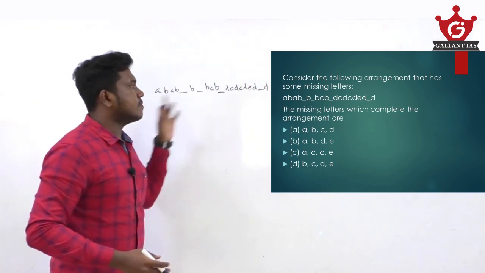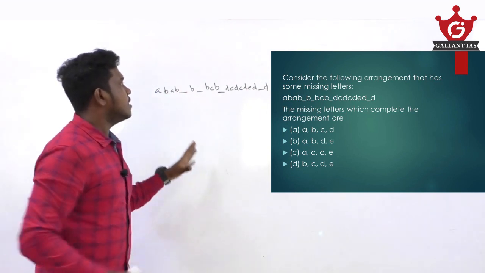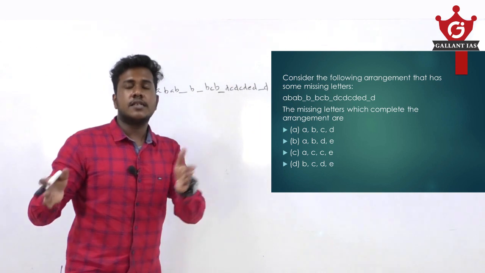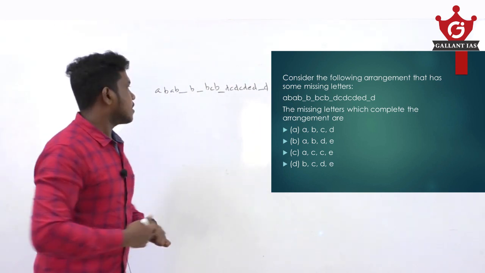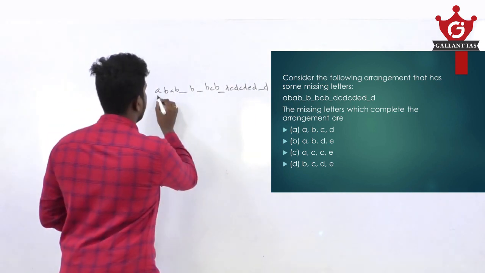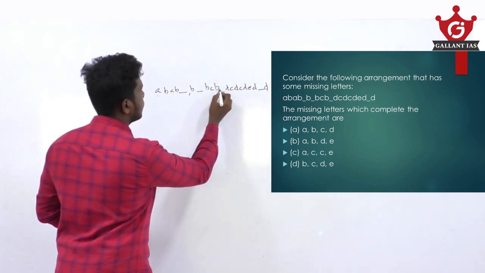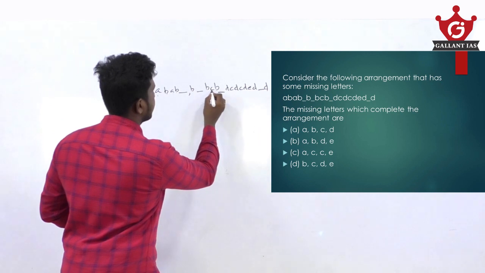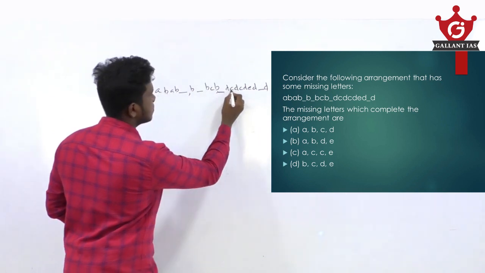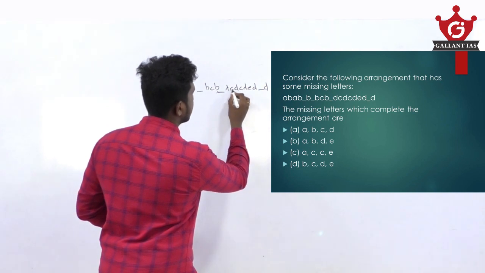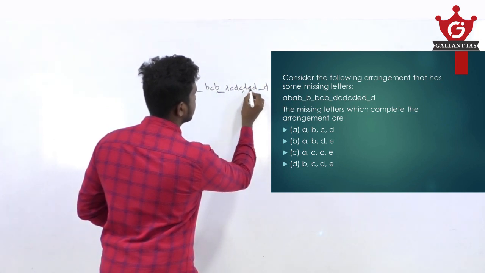Okay, so the question is given. Now here we need to find the missing term. In order to find the missing term, group in 5s. Okay, group these terms in 5. 1 2 3 4 5. 1 2 3 4 5. 1 2 3 4 5.